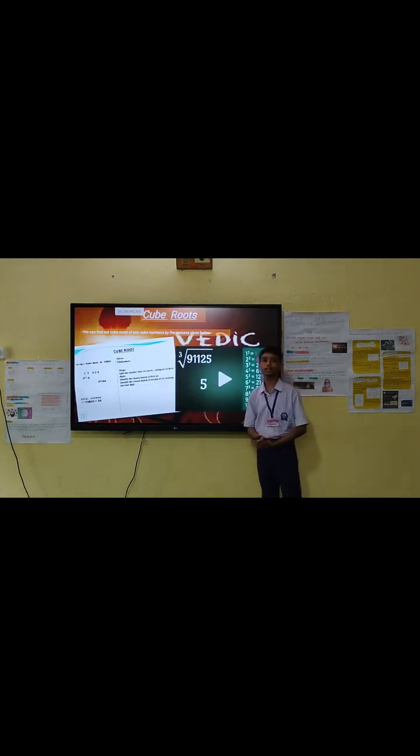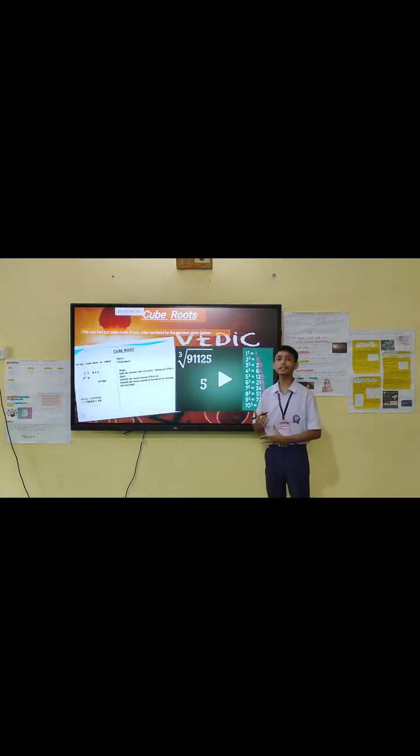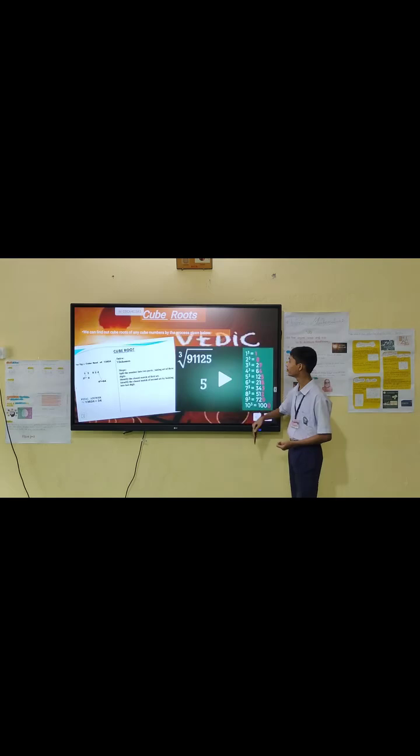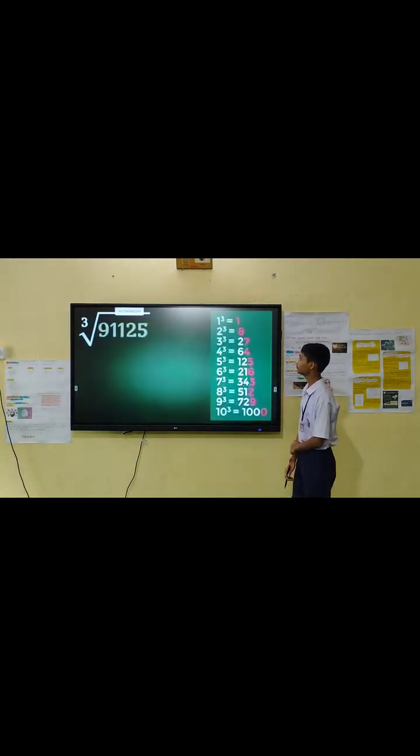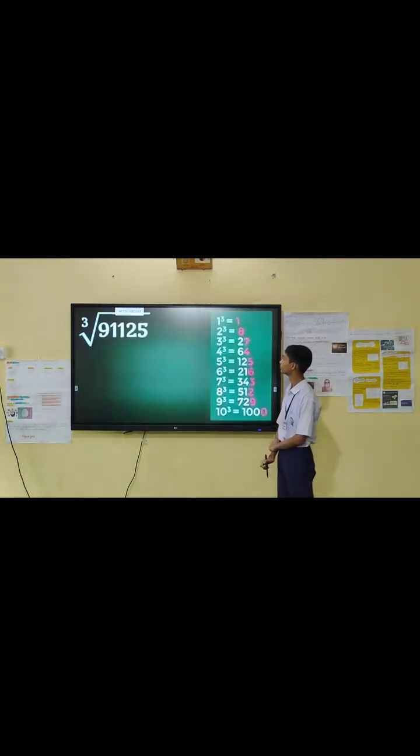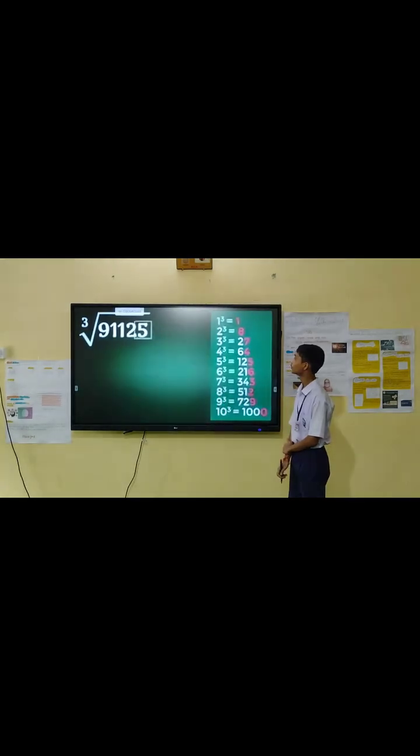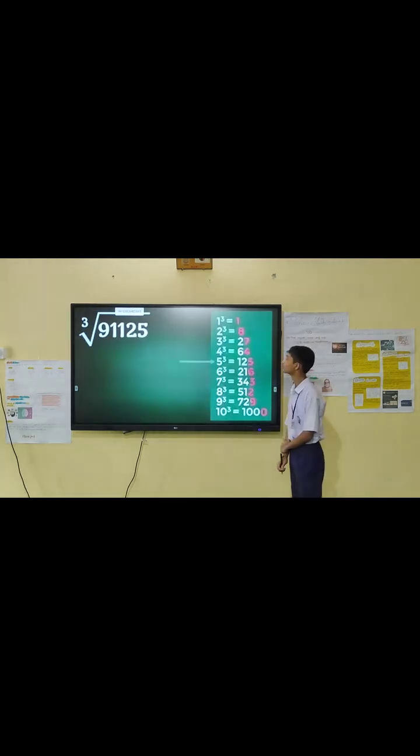In the next slide, there is cube roots. So we can easily find out the cube roots of any cube number by the process given below, as I have shown you a video here. Suppose you want to find the cube root of 91,125. As you can see, our number's unit digit is 5. So we have to check which number's cube has unit digit 5. So we found that 125 has a unit digit of 5, and 125 is a cube. So our answer will have the unit digit 5.